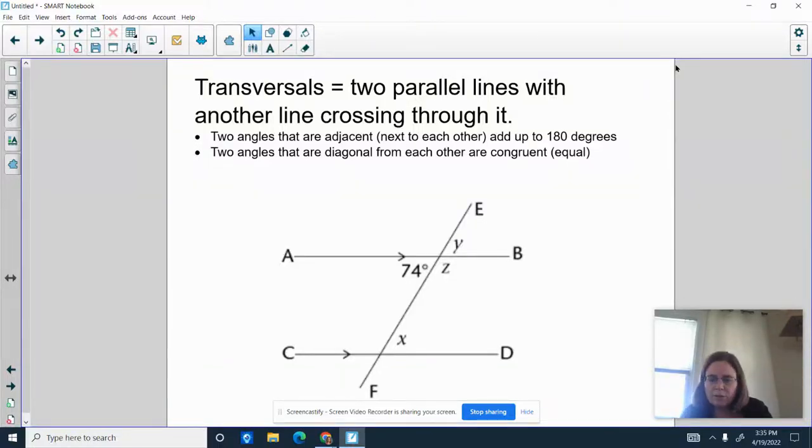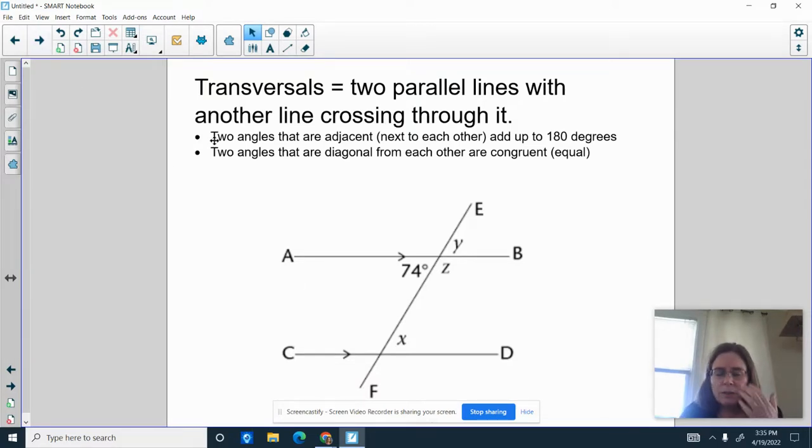All right, transversals. All it is, two parallel lines. That means lines that continue at the same slope. They will never meet. They're just the same distance away from each other. So two parallel lines with another line that crosses through them. That's what a transversal is.